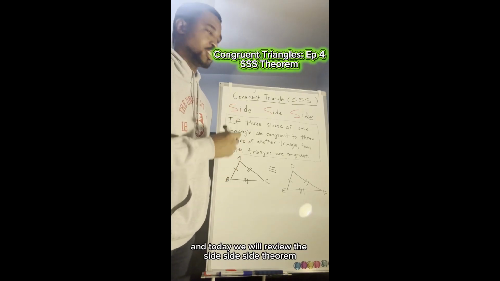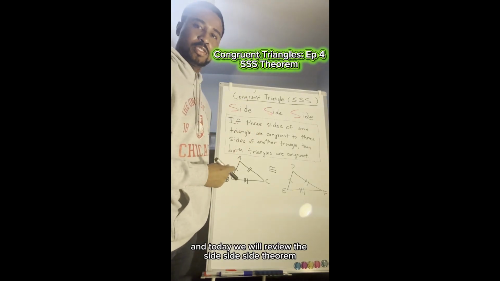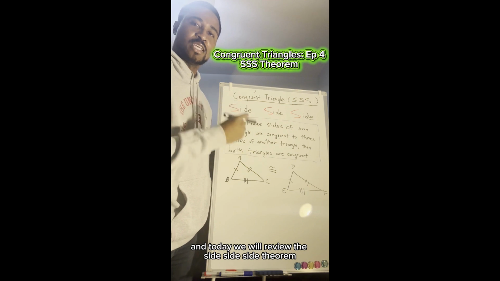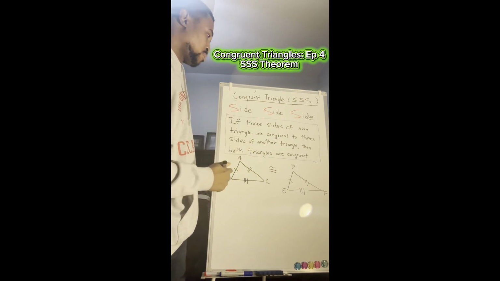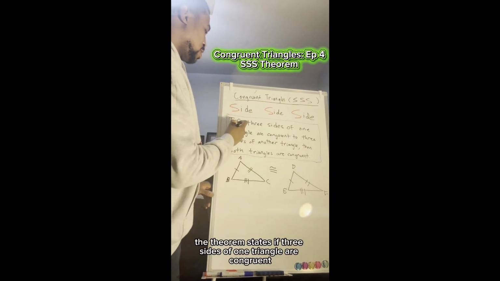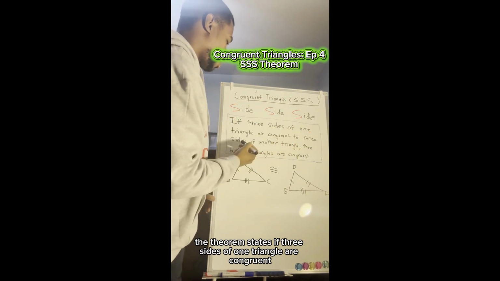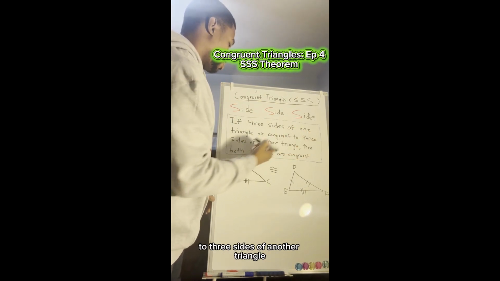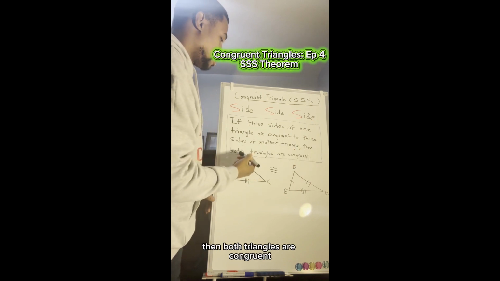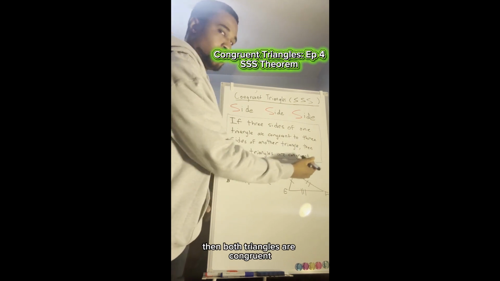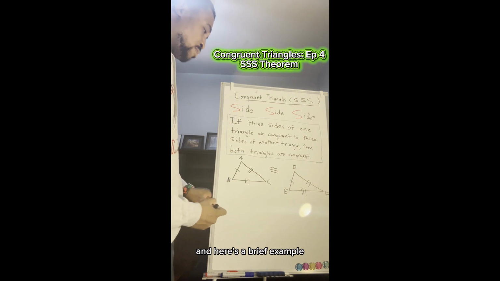We're going to continue our discussions with congruent triangles, and today we will review the side-side-side theorem. The theorem states if three sides of one triangle are congruent to three sides of another triangle, then both triangles are congruent. And here's a brief example.